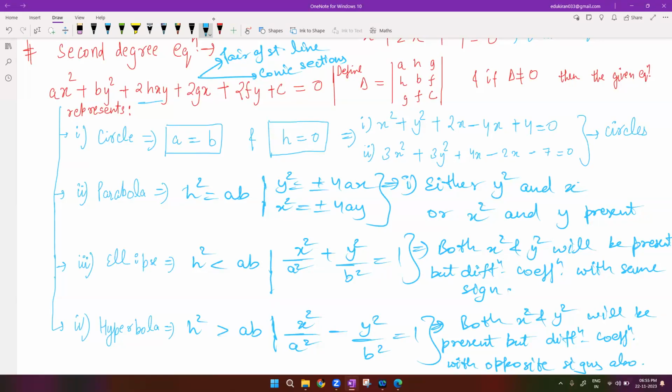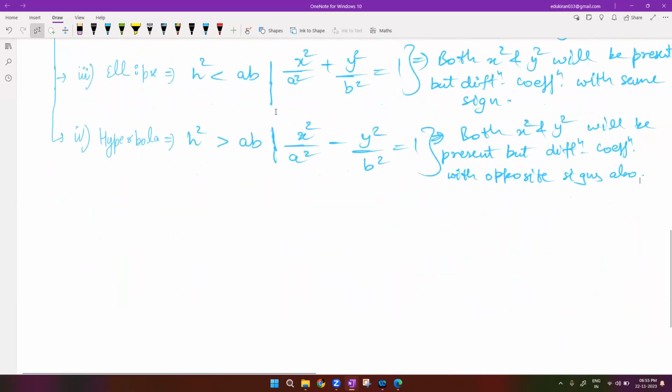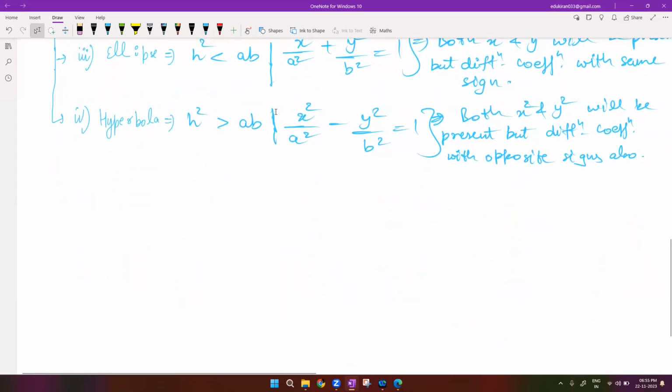If you remember these four simple conditions, then you will always be able to identify whether a given curve represents a circle, parabola, ellipse, or hyperbola. So let's practice this before we go further. I'll write the necessary things about them. But before that, let's try to identify some of the curves, whether they represent a parabola, ellipse, hyperbola, or circle.